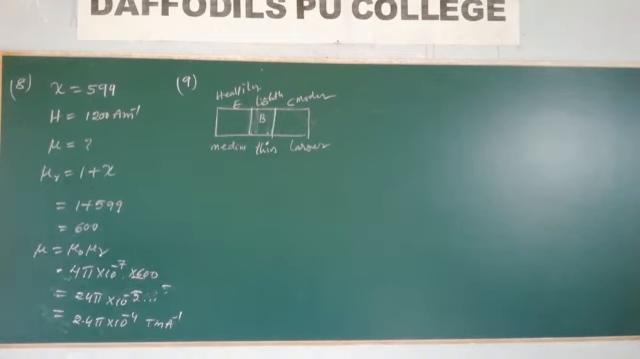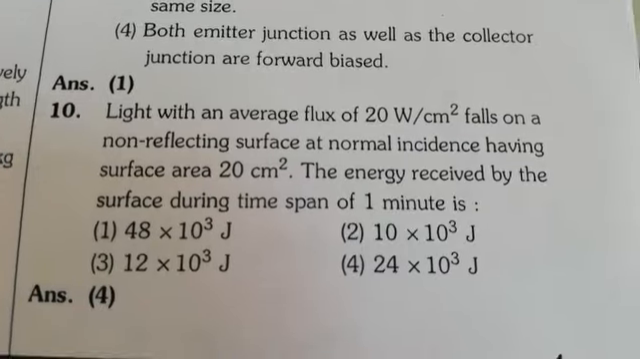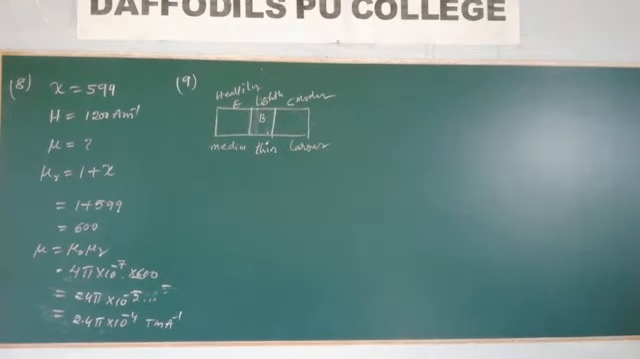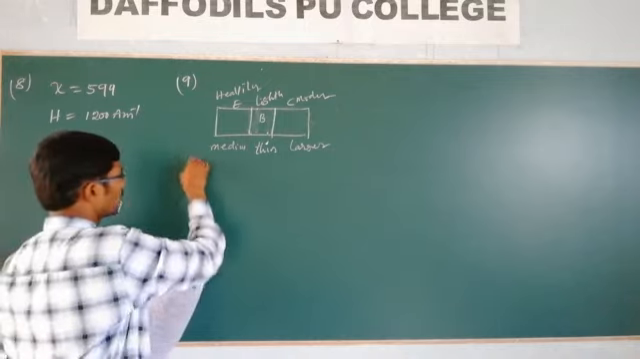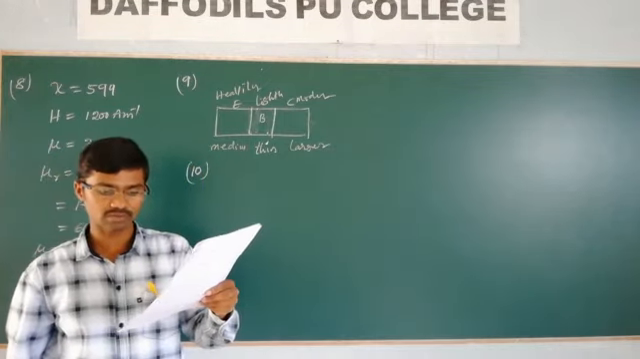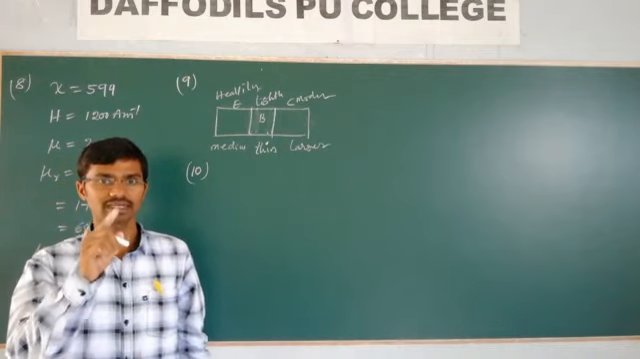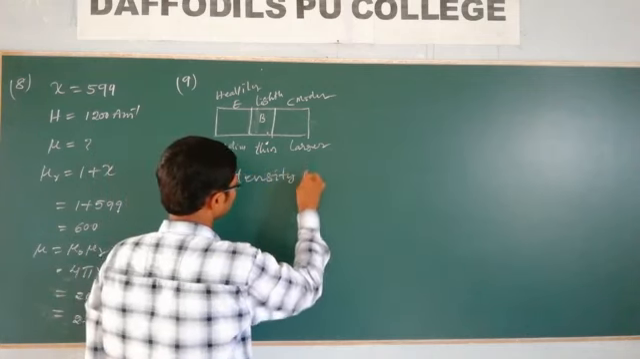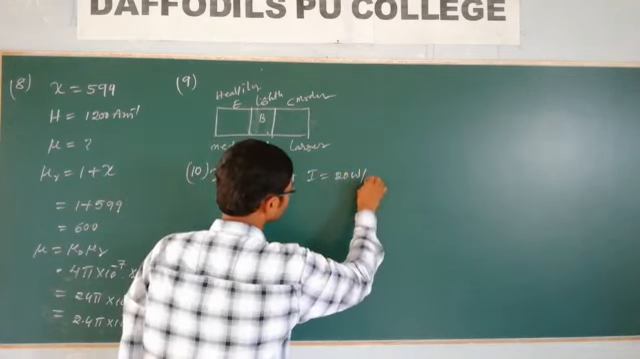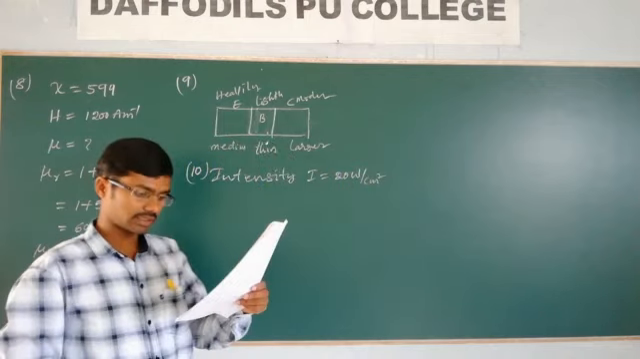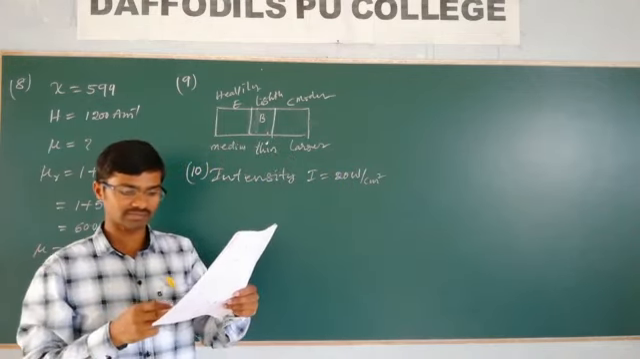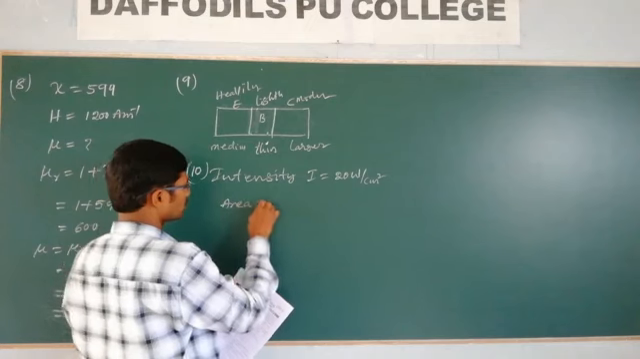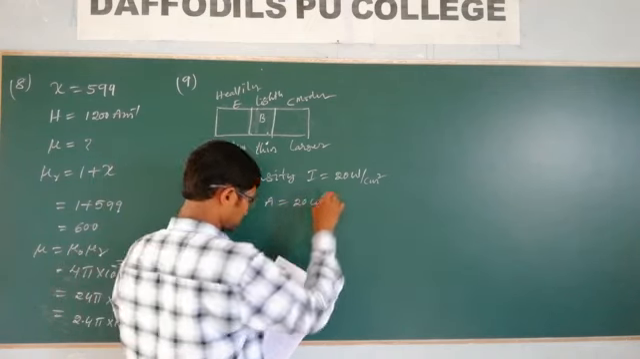Let us see 10th one. Here we have light with an average flux of 20 watt per centimeter square. So average flux of light, which is nothing but intensity, is given. Intensity of light I is equal to 20 watt per centimeter square. And it falls on a non-reflecting surface at normal incidence having surface area 20 centimeter square. Area of the surface is equal to 20 centimeter square.